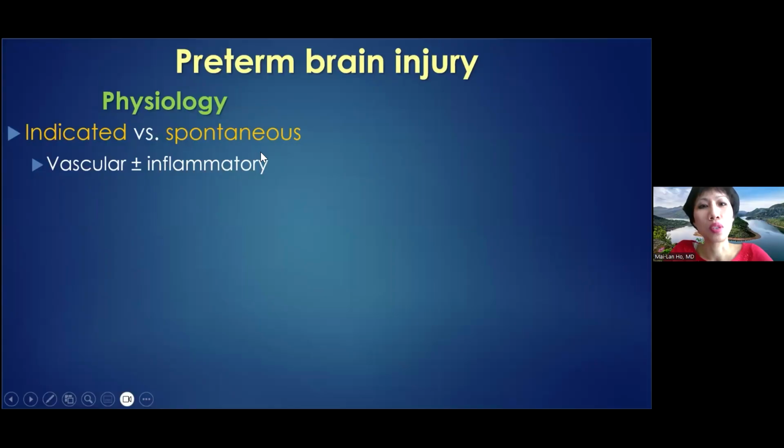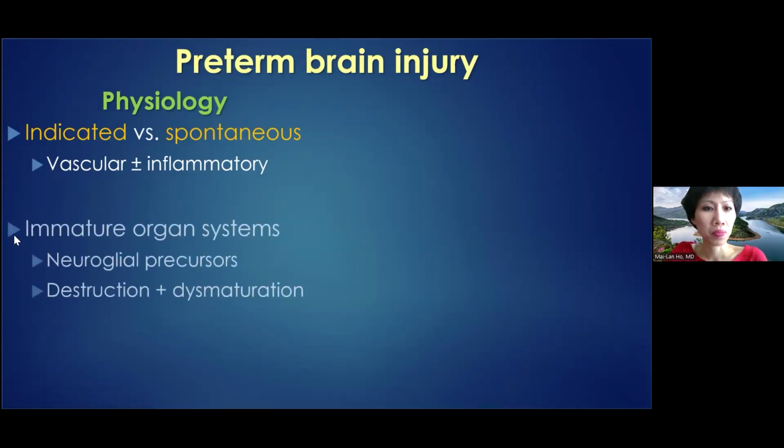And then there are spontaneous ones. So for whatever reason, genetic or some environmental thing, maybe lifestyle, smoking, whatever, the preterm birth just starts spontaneously. And it's really a cascade of vascular and/or inflammatory factors that leads to this, that we're still really trying to understand better. And the problem, of course, with preterm birth is that you have many immature organ systems. The neuroglial precursors are all immature. Birth is a traumatic event, going from in utero to ex utero. And so you have these friable vessels and other things that are being damaged with the primary insult and then also secondary and tertiary. So you're getting an ongoing destruction cycle and then long-term dysmaturation.